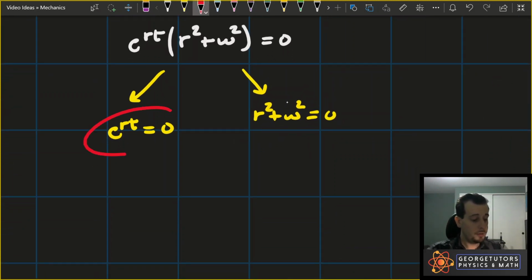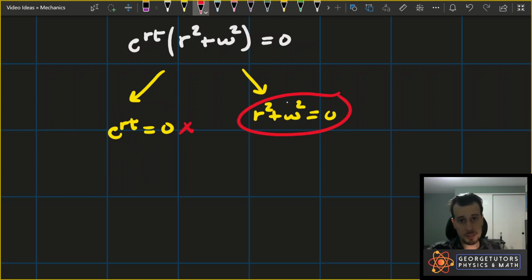Now the left one means that there is no oscillation taking place, so this is unphysical. The right one is just setting a bunch of constants equal to 0, right? So this can hold true.